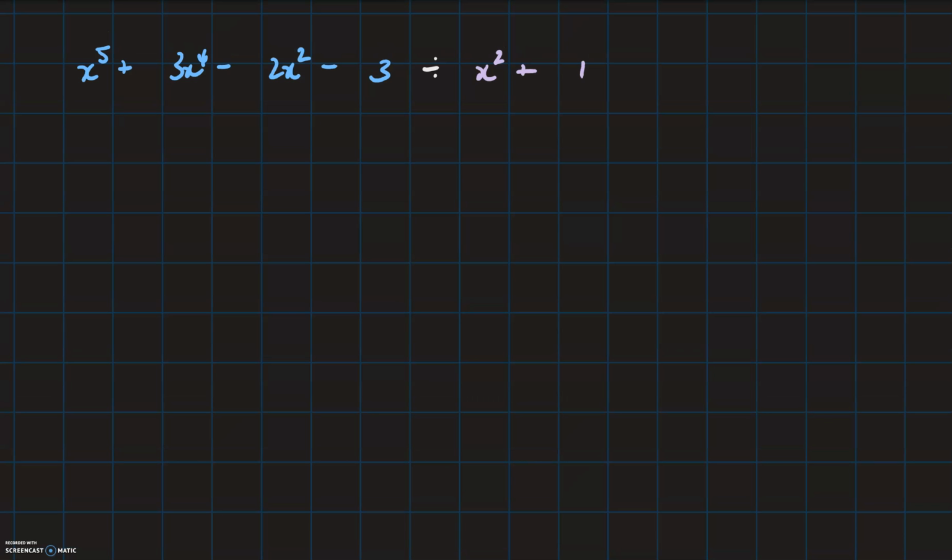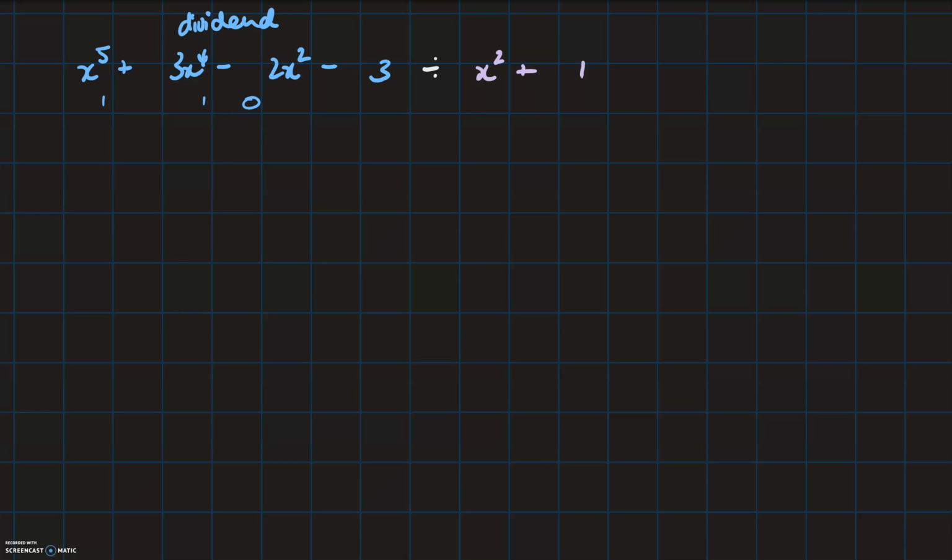So here I've got x to the power 5 plus 3x to the power 4 minus 2x squared minus 3 divided by x squared plus 1. Okay, what I said before was I wanted to check whether or not I have all consecutive powers of x. So let's have a look in my dividend. So just a reminder, I'm just going to write it up here again, dividend.